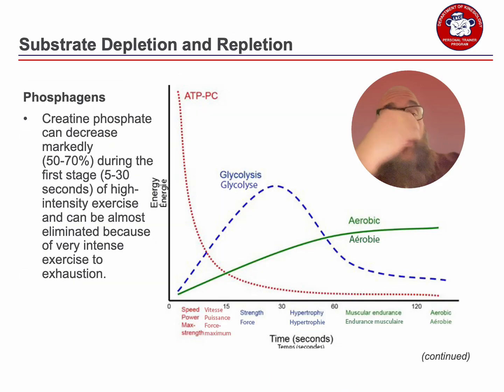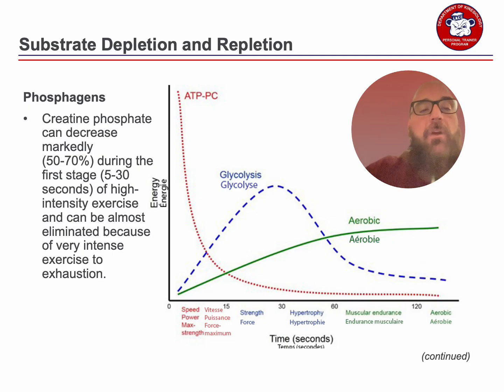Substrate depletion and repletion. So depletion is losing what is preventing you from maintaining your ability to stay in an energy system, and repletion is what is being put back in order for me to be able to utilize that energy system again. So in the phosphagen system, the creatine phosphate can decrease markedly, 50 to 70%, during the first stage, 5 to 30 seconds of high intensity exercise, and can be almost eliminated because of very intense exercise exhaustion.